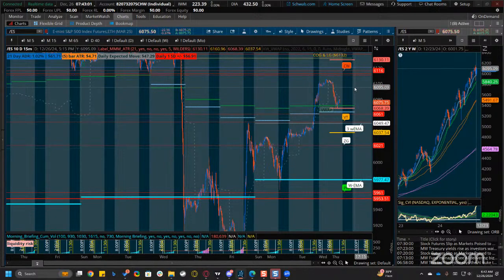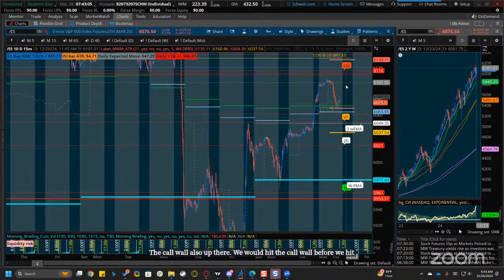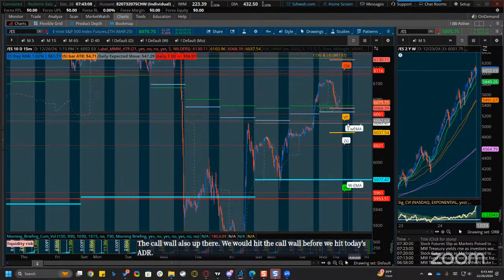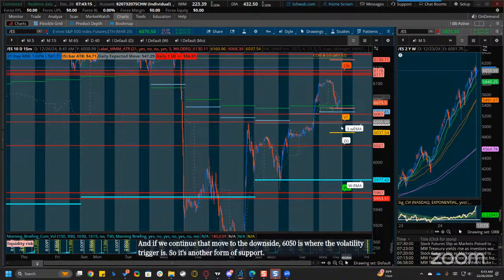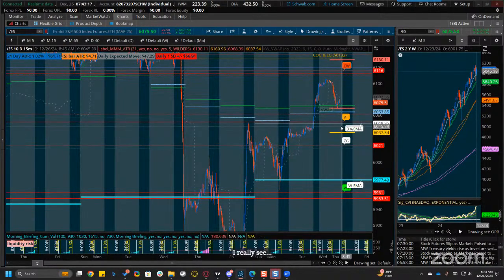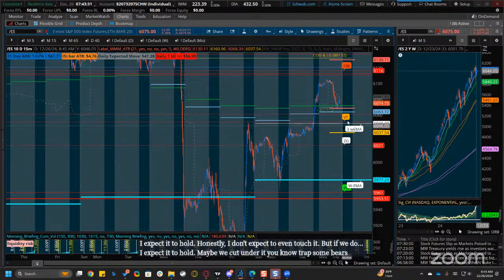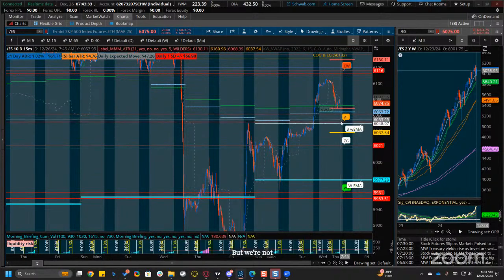The call wall also up there. We would hit the call wall before we hit today's ADR. And if we continue that move to the downside, 60-50 is where the volatility trigger is. So it's another form of support. I really see 60-50 as being a significant level of strength. I expect it to hold. I don't expect to even touch it. But if we do, I expect it to hold. Maybe we cut under it, trap some bears and then rip back up again. But we're not even expecting it to be that weak.